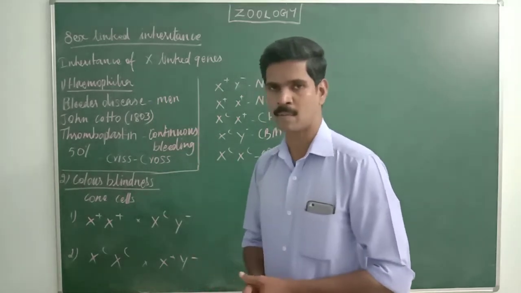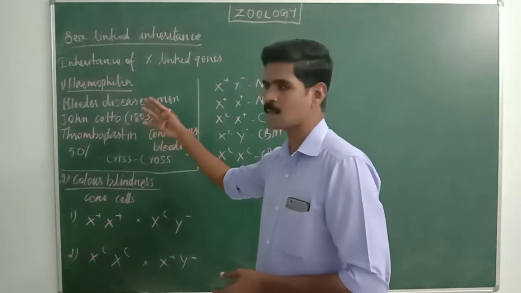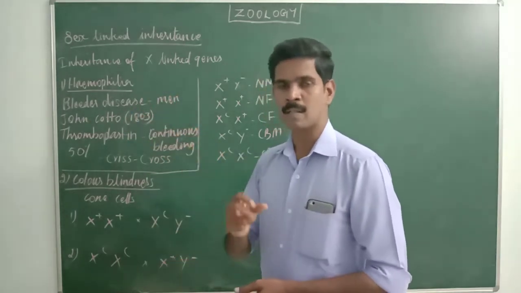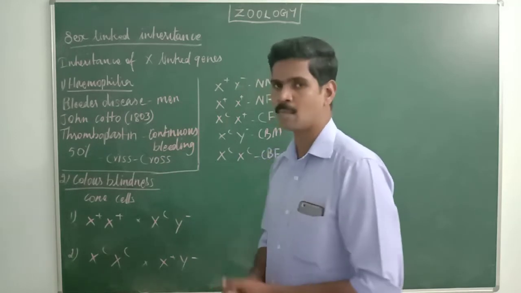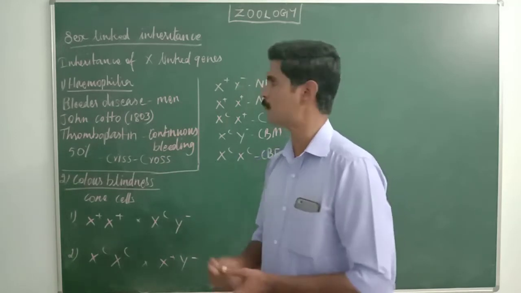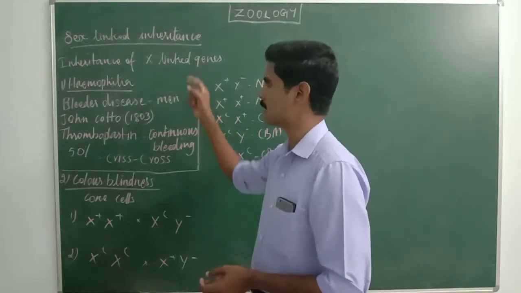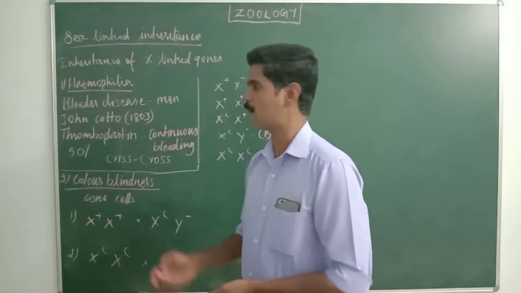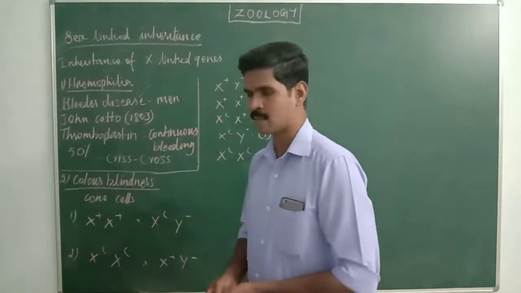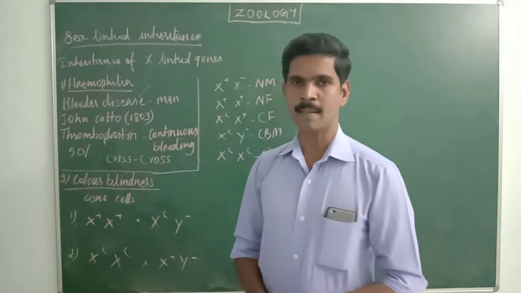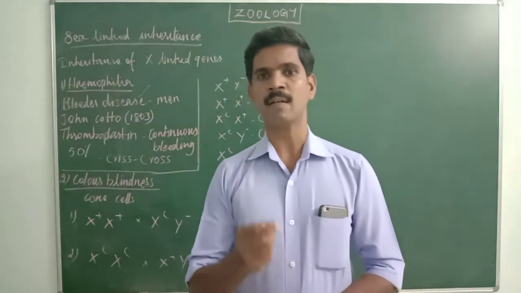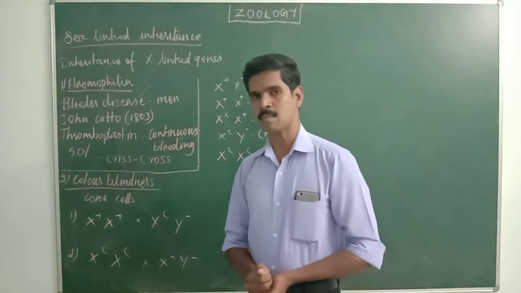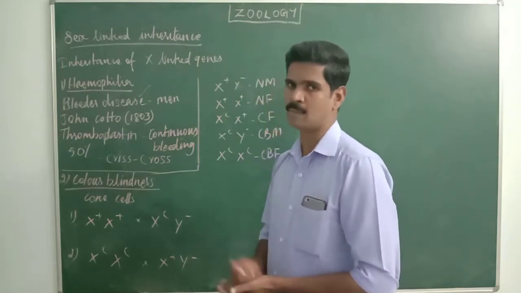Listen very carefully, dear students. These two diseases together may be asked as a 5 mark question, and separately as 3 mark questions. Now we are going to study the first example for the inheritance of X-linked genes: hemophilia. Hemophilia is otherwise called bleeder disease, and this disease affects males more than females.